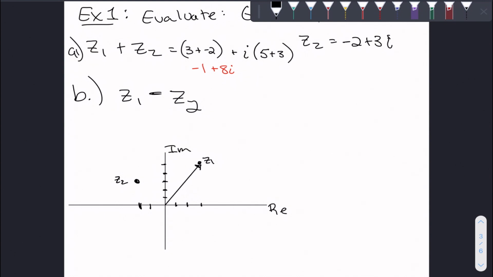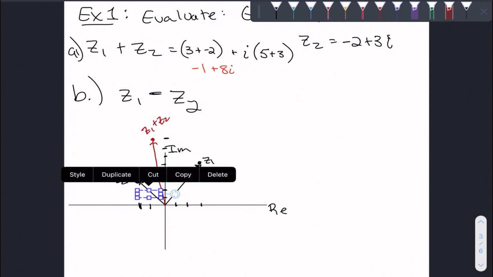If you have any experience, some people will call these two vectors. So those are my two points that I'm adding. And you can already see that the sum of these two numbers is at negative 1, 8. So I'm going to graph that. And the reason we're tying these graphs to the algebra, that's z1 plus z2, is that we first started at z1.